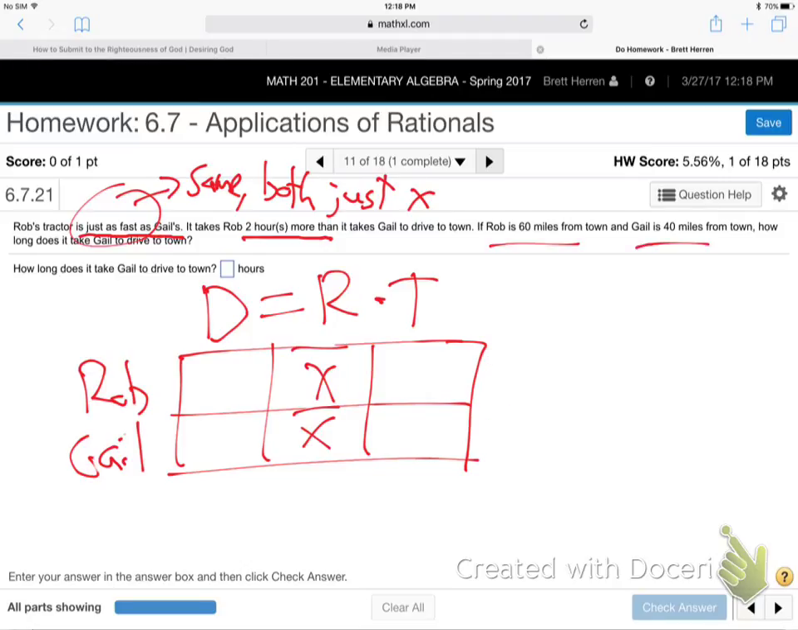Rob is 60 miles. Gail's 40 miles from town. Those are distances. Rob's distance is 60. Gail's is 40. You know how to get the right 2 boxes now, right? By dividing. And then pull out those right 2 boxes. And then you'll use the 2 hours more. What are you going to do with the 2 hours more?